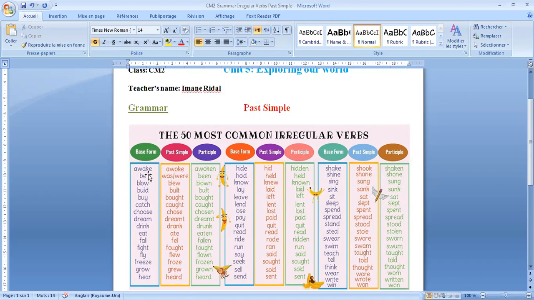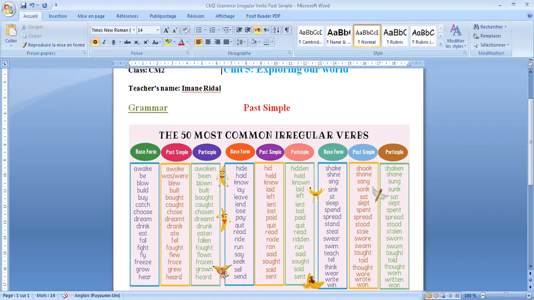Awake is the verb, the base form. Past, awoke, so we change A with O. The participle is awoken. You know be, it's already used many times. Be, was, were, and the participle is been. Okay, so here you have 50 most common irregular verbs. You have to read them and try to memorize them because there is no rule for them. We have to learn them step by step, okay?